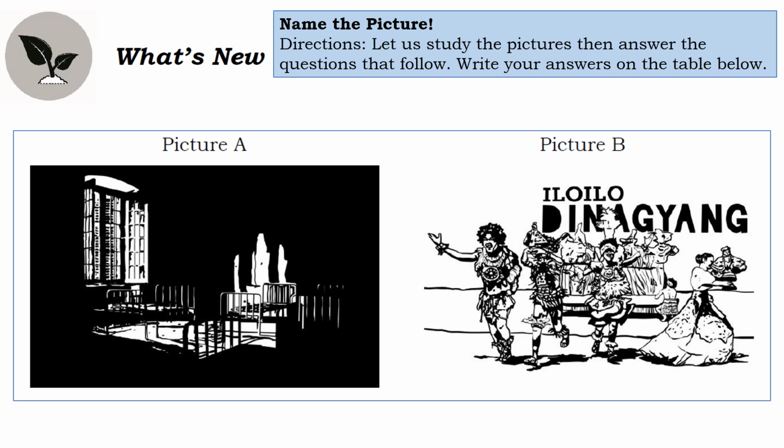Now, let us study the pictures, then answer the questions that follow. Write your answers on your notebook. So, meron tayong picture A at meron din tayong picture B. Tingnan natin closely kung ano ba ang nasa picture A at ano din ang nasa picture B. Now, I will be asking you questions that you need to write in your notebook. Ready na bang sagutan ang mga tanong?